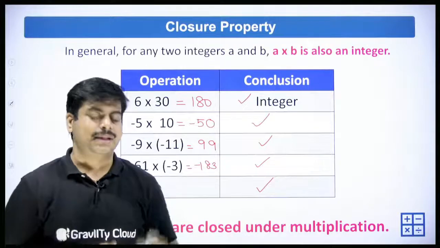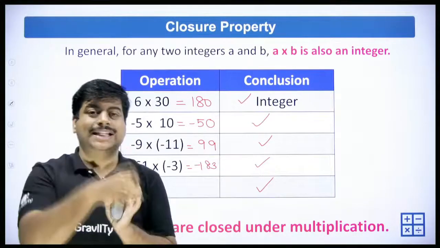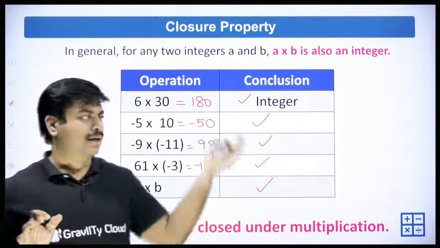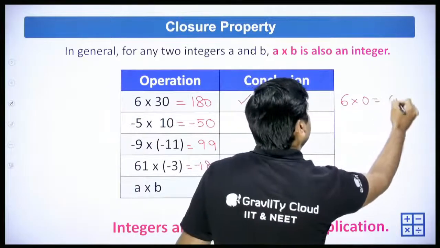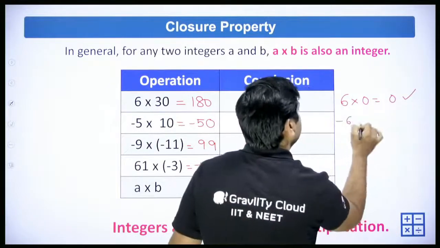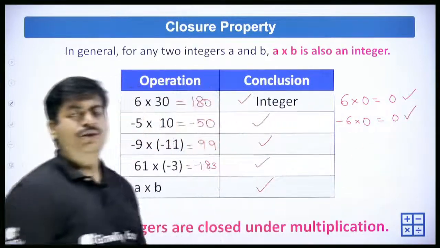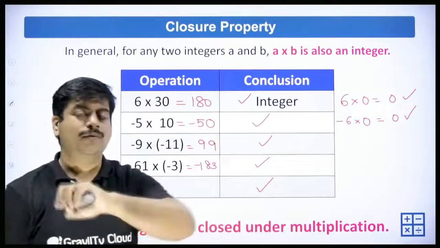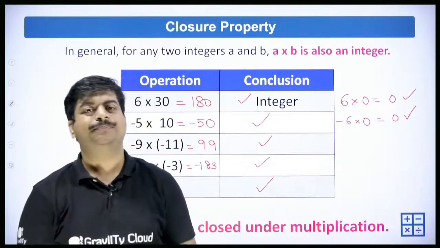When I say integers, you can take positive, negative, 0, whatever combinations there are. 6 into 0 is 0. Yes, it is an integer. Minus 6 into 0 is 0, it is an integer. Correct? Positive and negative everywhere. When you are multiplying with 0, you get the answer 0, which is again an integer.